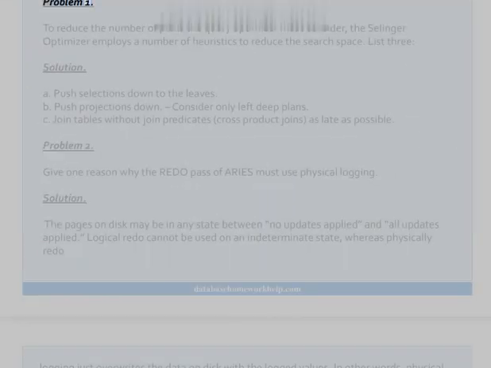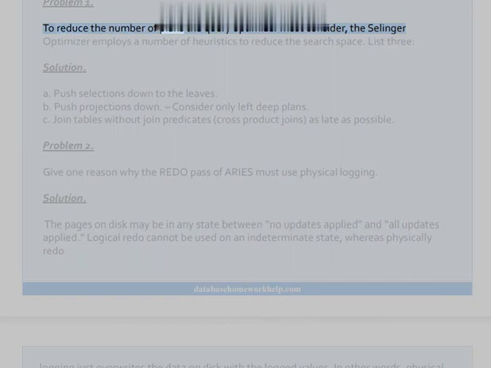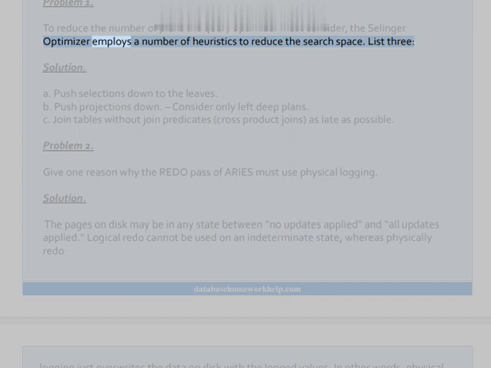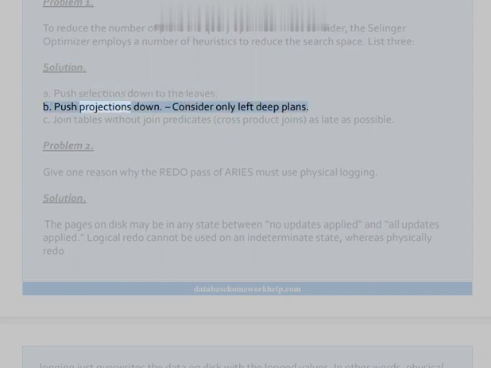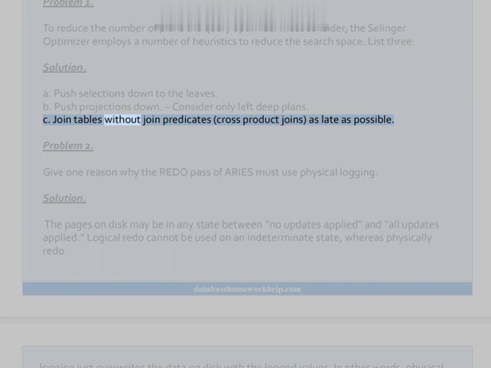Problem 1. To reduce the number of plans the query optimizer must consider, the System R optimizer employs a number of heuristics to reduce the search space. List 3. Solution. A. Push selections down to the leaves. B. Push projections down. Consider only left deep plans. C. Join tables without join predicates, cross-product joins, as late as possible.